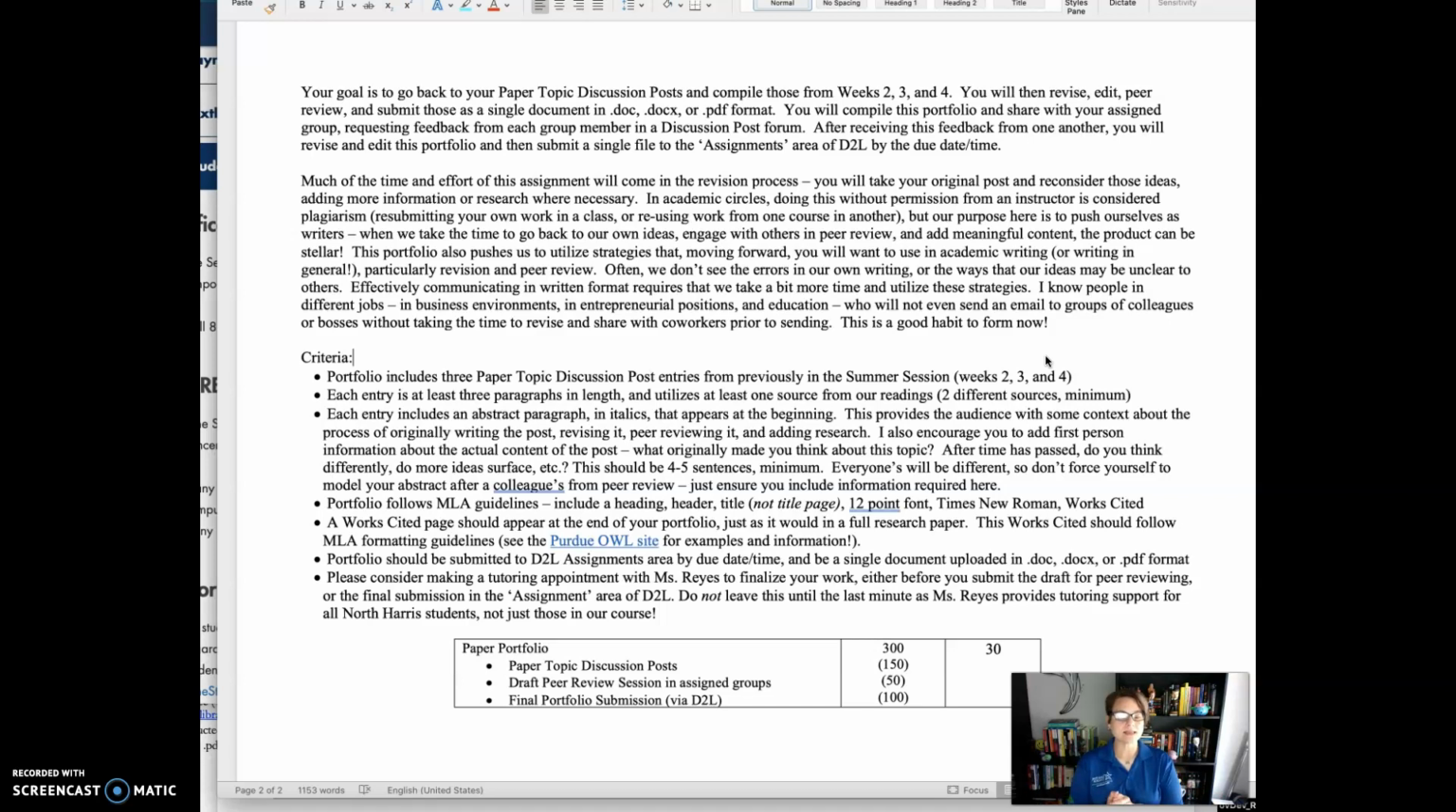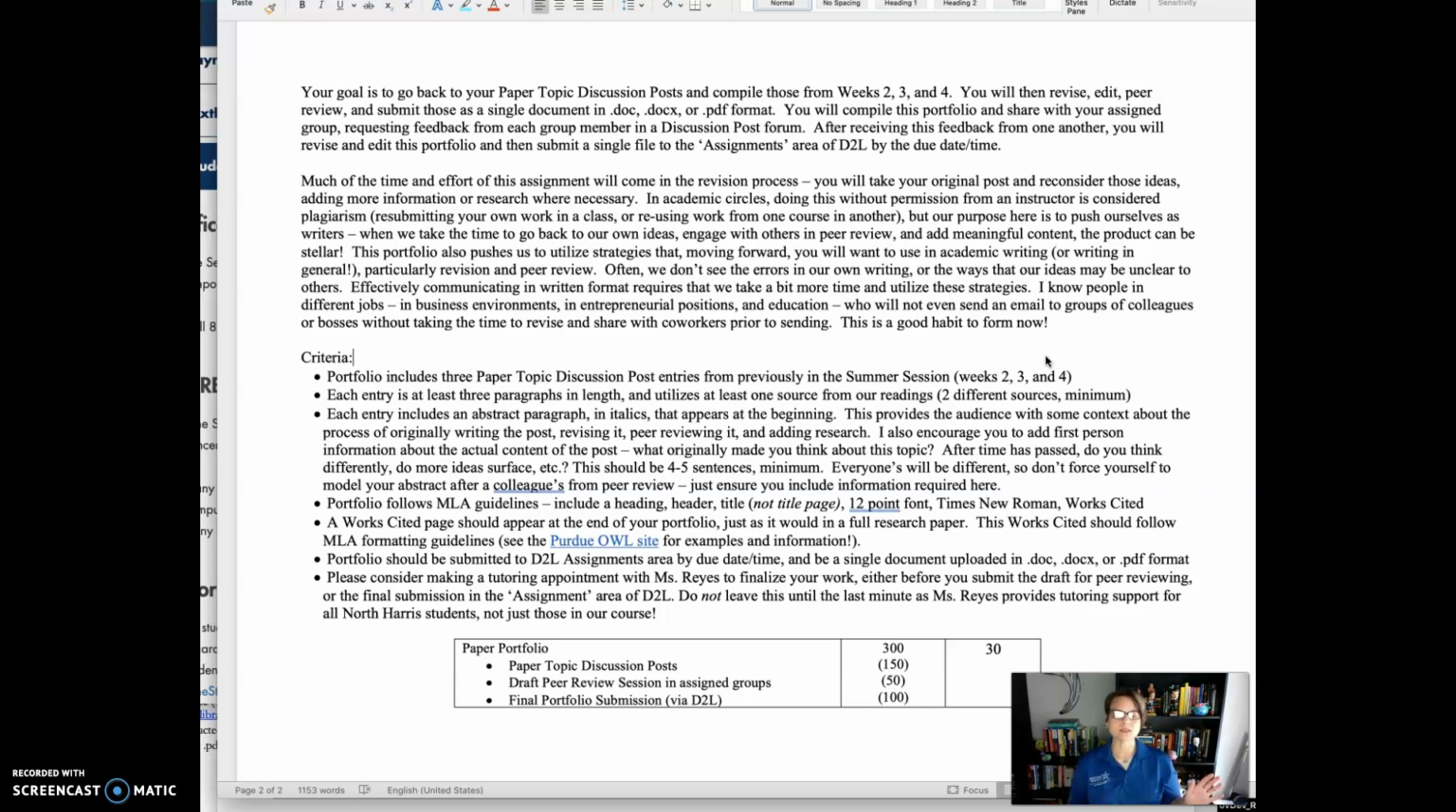Part of this is that revision and peer reviewing process. This is a habit I want you to form for all your writing in the future, right? We want to share our work with other people to get fresh eyes on our work, as well as taking the time to revise what we've written originally.